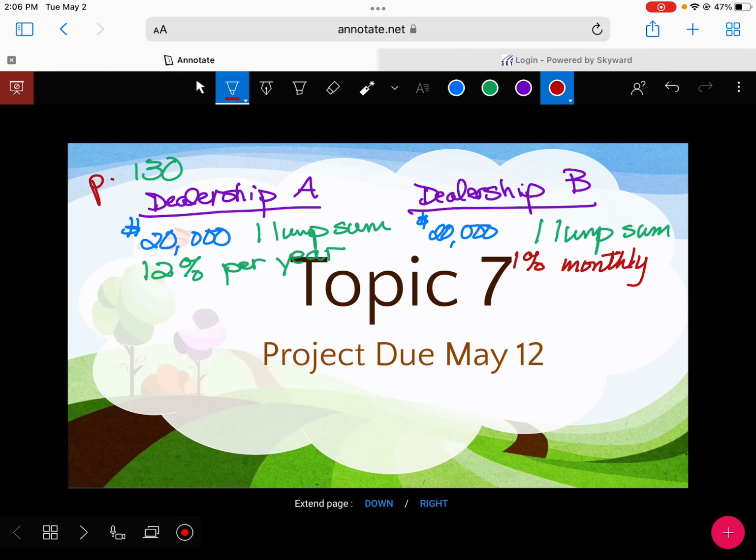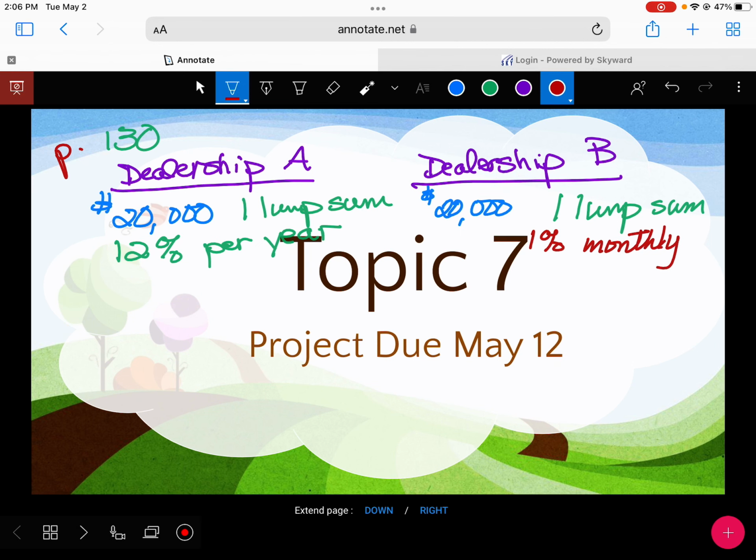Okay. Does anybody have any initial thoughts? Any guesses? Are they going to be the same? I feel like they'd be the same. You feel like they would be the same? Why? Because dealership B pays 1% monthly. Mm-hmm. And dealership A pays 12% per year. Uh-huh. And there's 12 months in a year. Yeah. So 1% for each month. That seems to make sense, right? Okay. All right. They should be the same.